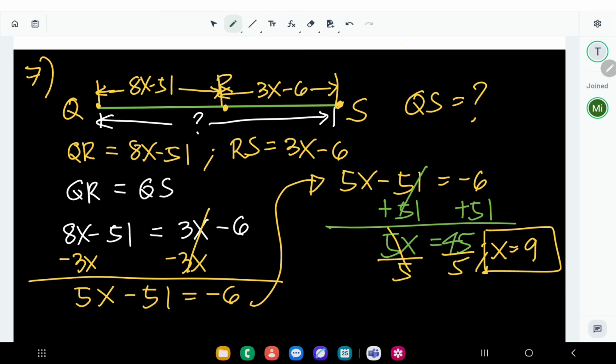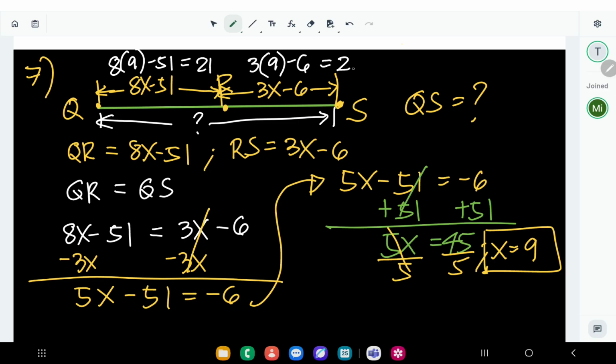to point QR, or segment QR. So this is 8 times 9 minus 51. What is this? 8 times 9 is 72. 72 minus 51, so this is 21. And then for segment RS, 3x minus 6. So 3 times 9 minus 6, that is 27 minus 6, so this is 21.